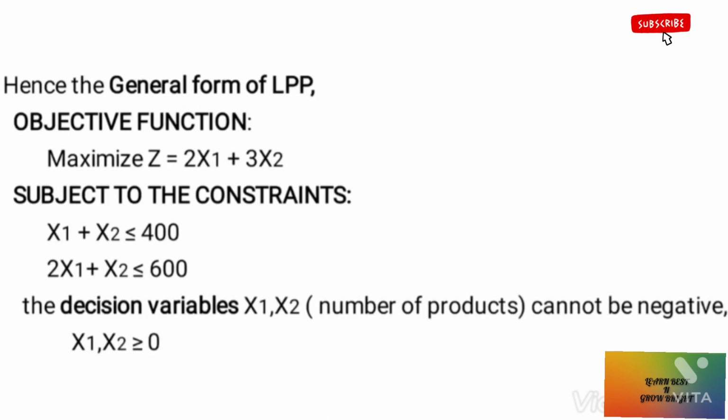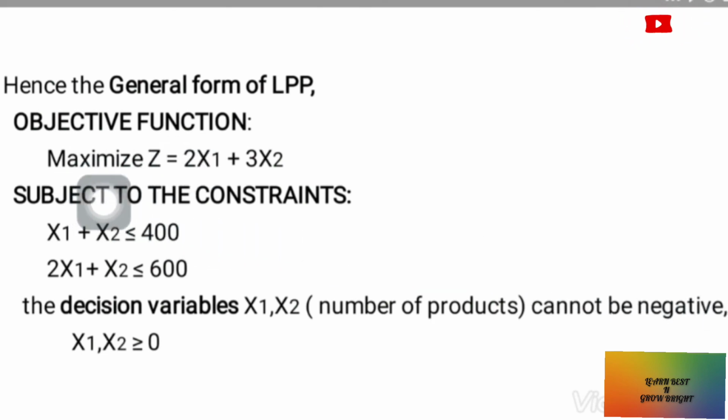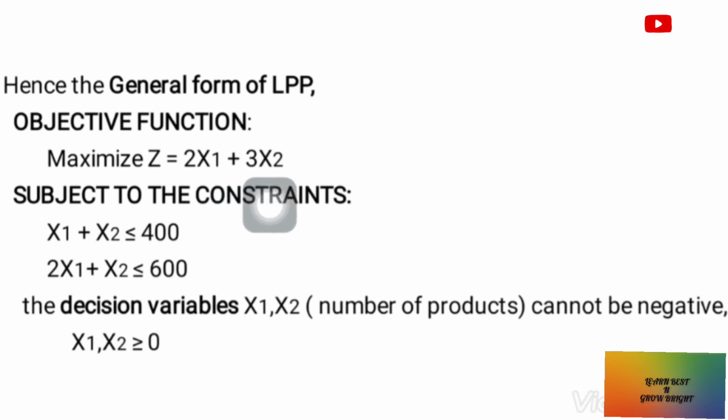In the first step, we identified the decision variables. In the second step, we identified the objective function. In the third step, we identified the constraints. Hence, we can write the general form of the LPP, that is, objective function maximize z = 2x1 + 3x2, subject to the constraints x1 + x2 less than or equal to 400, 2x1 + x2 less than or equal to 600. The decision variables x1, x2, which are nothing but the number of products, cannot be negative. So x1, x2 are greater than or equal to 0. So this is the general form of the LPP.